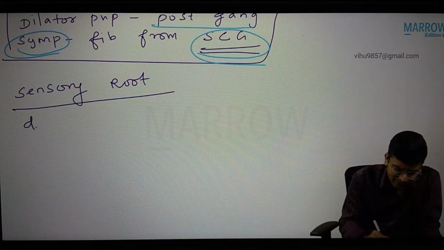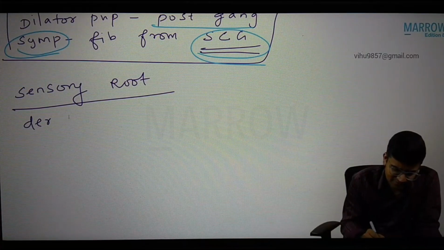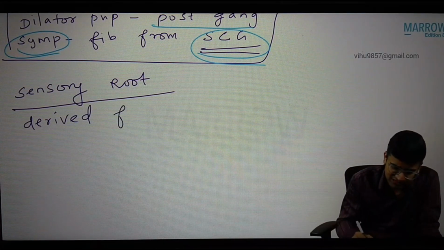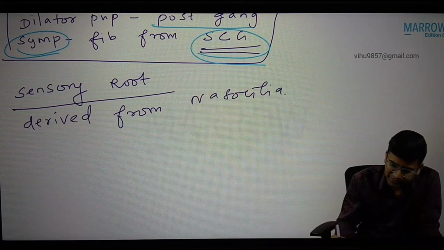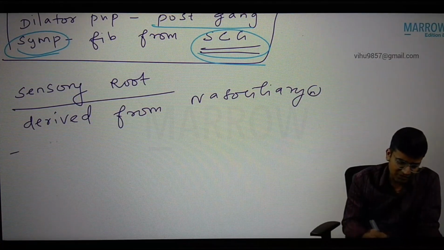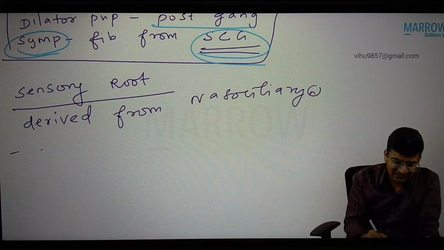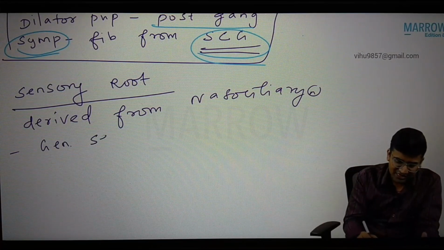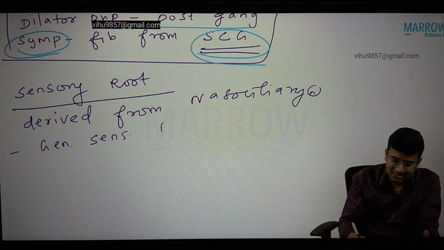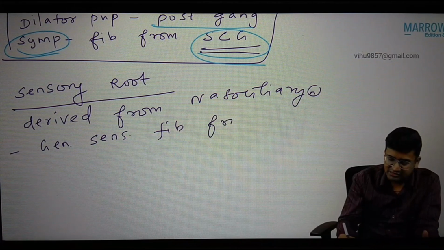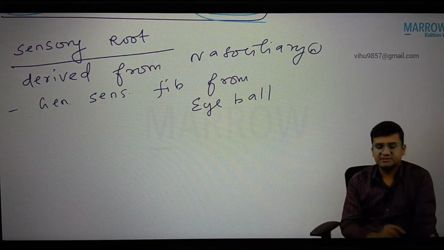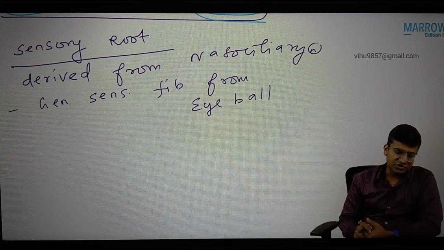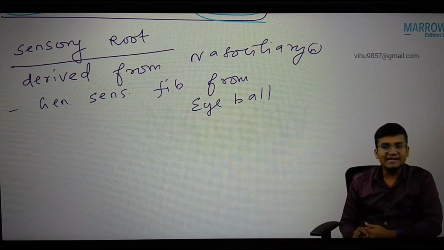So the sensory root is derived from the nasociliary nerve. The sensory root carries general sensory fibers from the eyeball. Right. So these are the 3 roots of our ciliary ganglion.